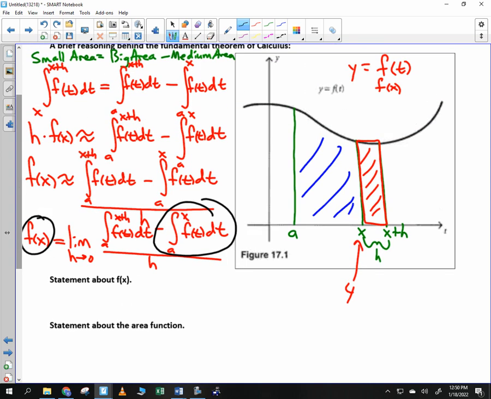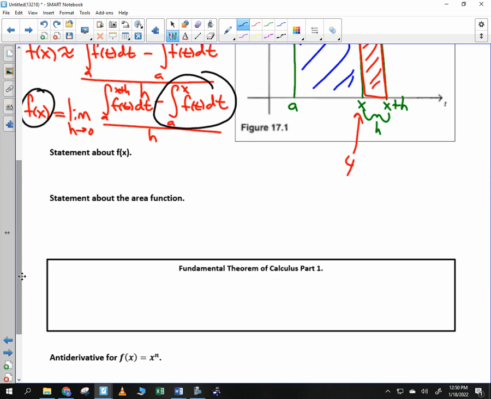Look at this. This is incredible. What we've just said is that the derivative of this is the biggest part you need to focus on. The derivative of the area thing is the function right up above. That's incredible. A statement about f of x. Here's what we're going to state.